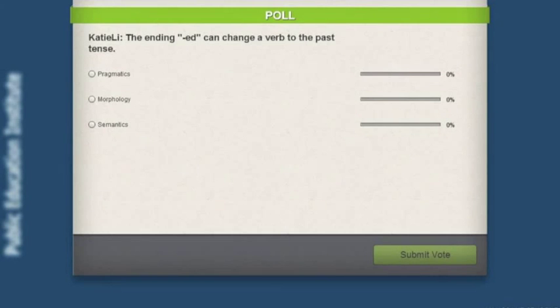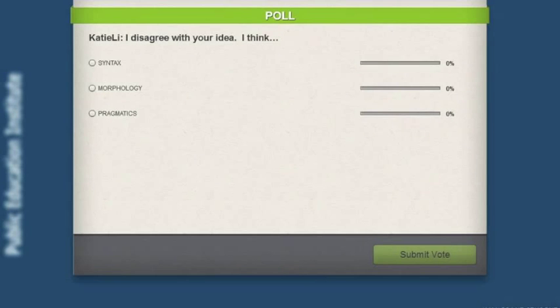The next one is adding ed can change a verb to the past tense. Yeah, most of you got this. This is morphology. So adding ed can change a verb, right? Or can change a word to make it mean something different. So this example is an example. So having students be able to say, I disagree with your idea. I think that.